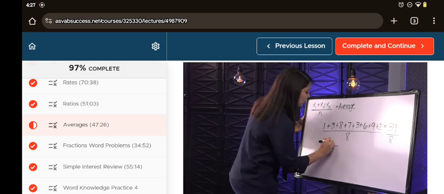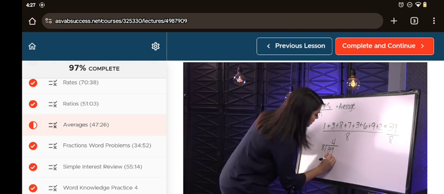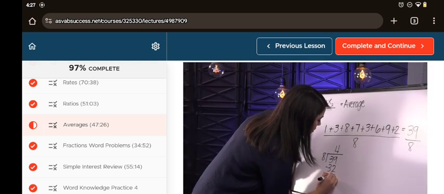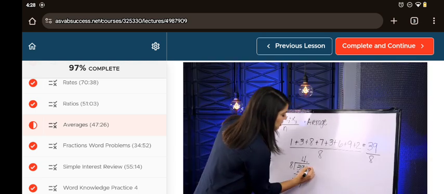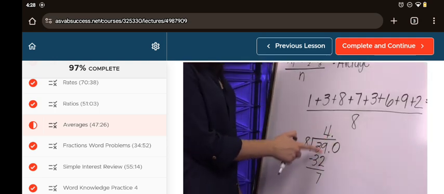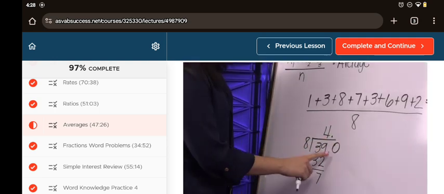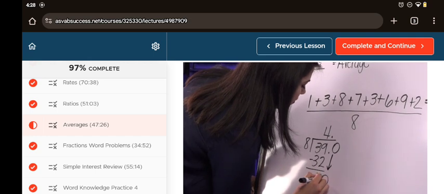8 goes into 39 4 times. 8 times 4 is 32. So then 39 minus 32 is 7. Now, we have to move on to decimals because we have a remainder, and that's okay. What we do is we put a decimal down here, and we add a 0. And we put a decimal up here that lines up with a decimal inside this division problem. So we bring down the 0, and this makes 70.